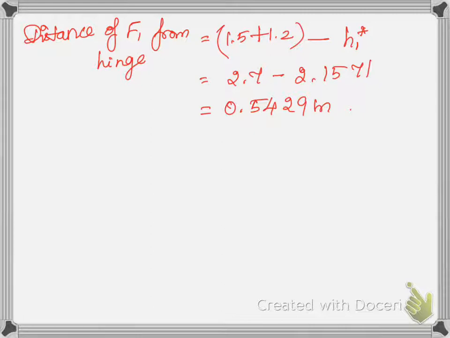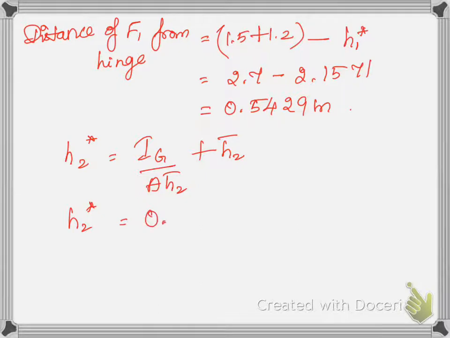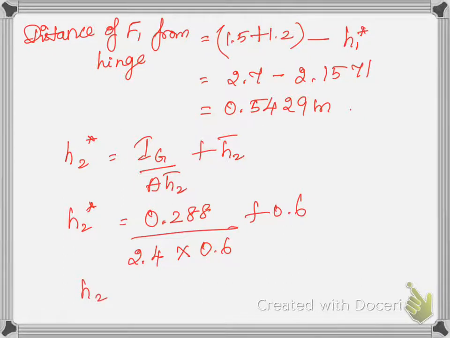Similarly, we have to calculate the distance of F2 from hinge. What is F2? F2 will be acting at a depth of H2 star from the free surface of water. The same formula, that is Ig by A H2 bar plus H2 bar. So Ig we have calculated already as 0.288. So H2 star is 0.288 divided by area, which we have calculated already as 2.4, and H2 bar we have calculated as 0.6, plus 0.6. So H2 star is equal to 0.2 plus 0.6, which is equal to 0.8 meter.